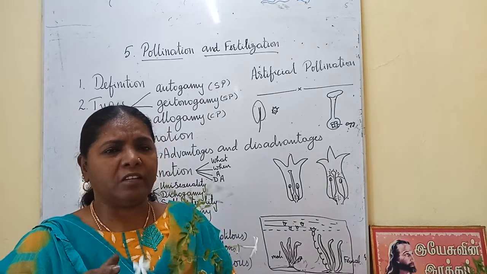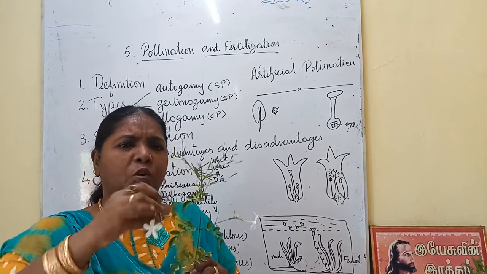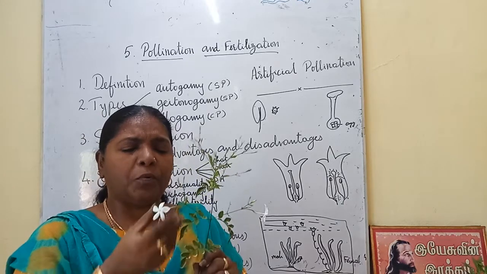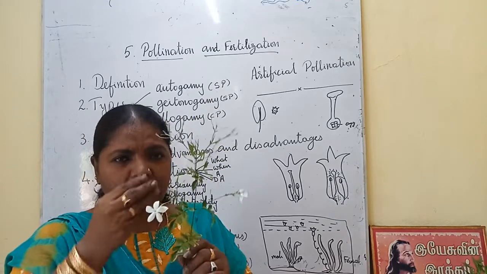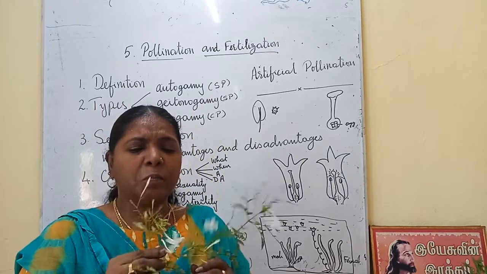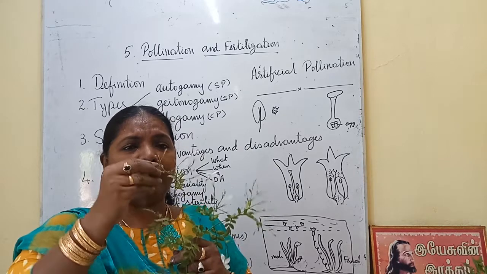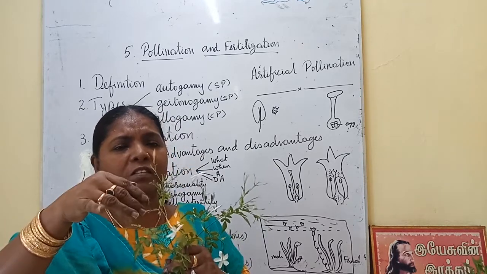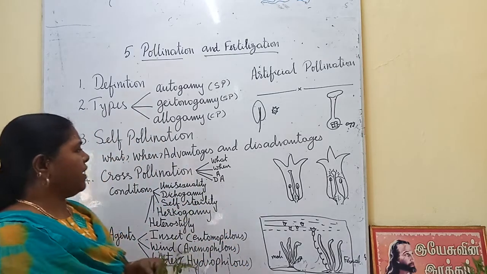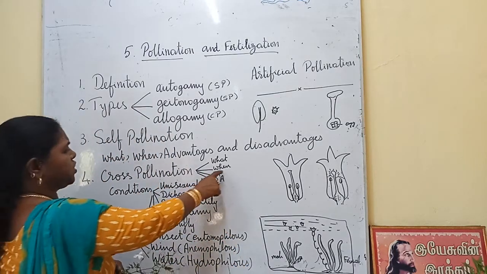Each plant has its own time period for development. Suppose in this flower only the androecium is developed and the gynoecium is just developing, but in that flower the gynoecium is fully developed. So chances are there for this pollen grain to reach it. That time only, cross-pollination takes place.